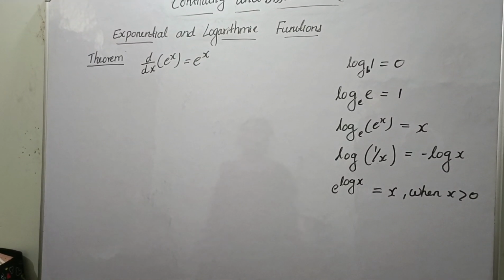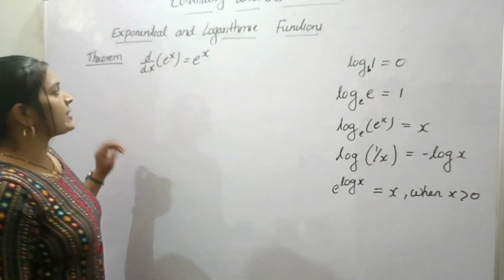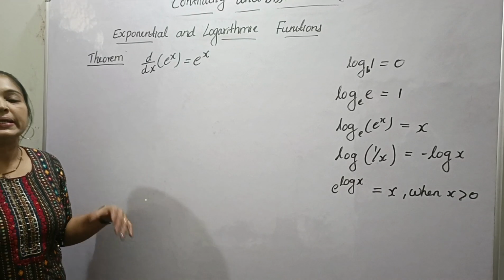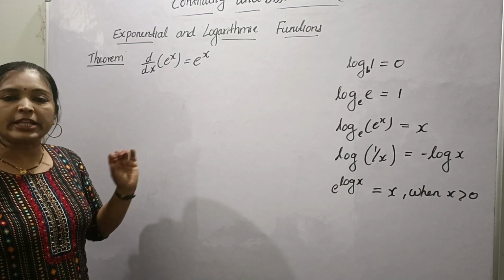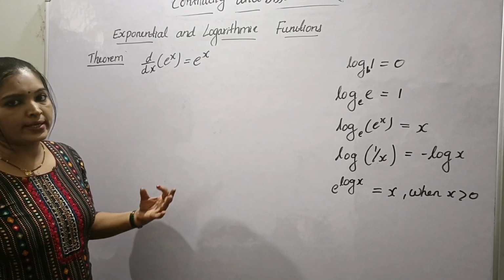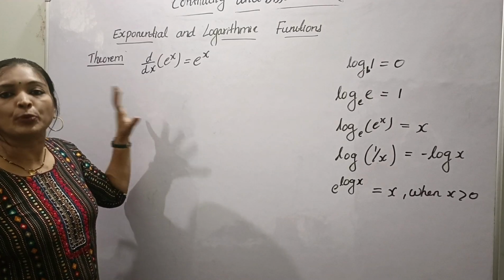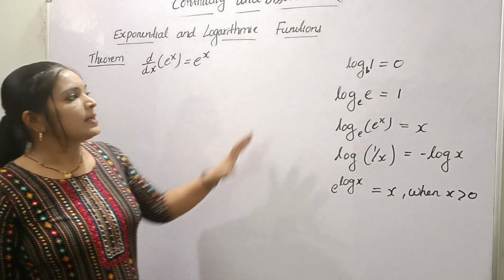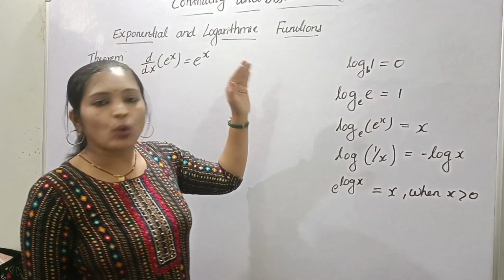Next theorem: dy/dx of e raised to x is equal to e raised to x. That is, the derivative of e raised to x with respect to x is e raised to x itself. So here we have to prove this one. Before that, some results are here. You have to note this down.